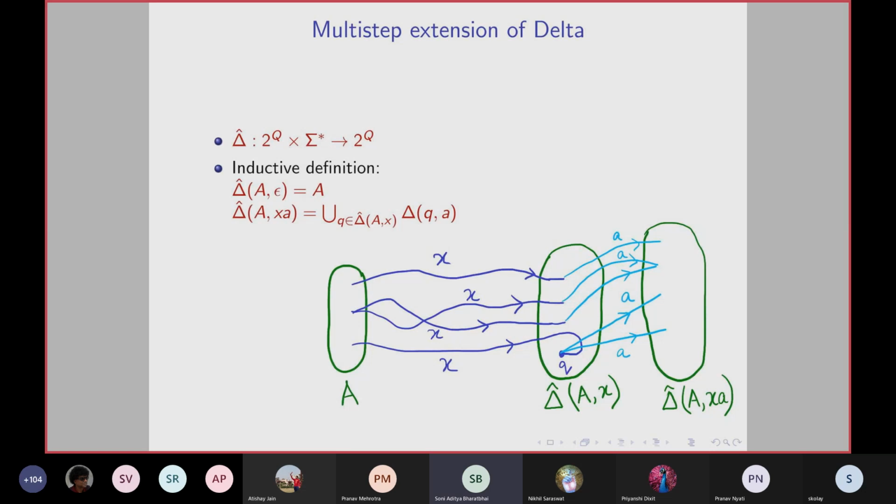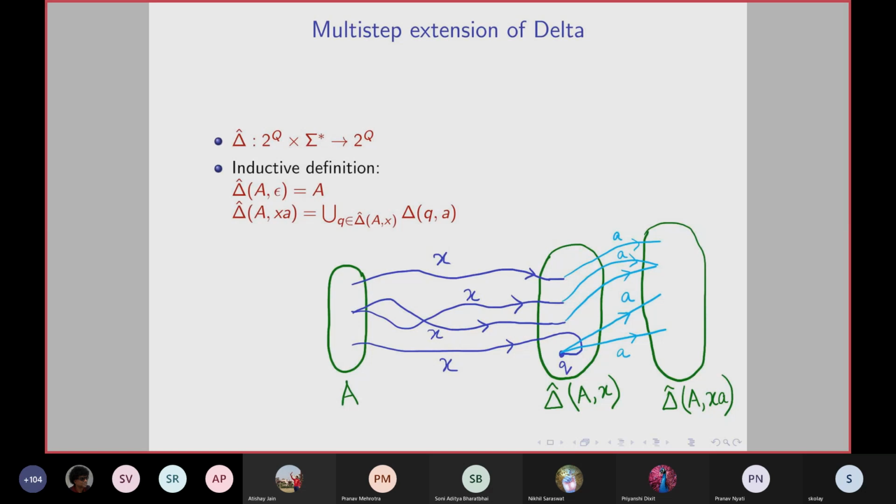Ma'am, one more question. Let us say delta hat of A, epsilon is equal to A, right? So let us say I am in a particular state belonging to the set A and I do not perform any operation. Then is it certain that I will remain in that same state, or is it possible that I can go to some other state belonging to set A?